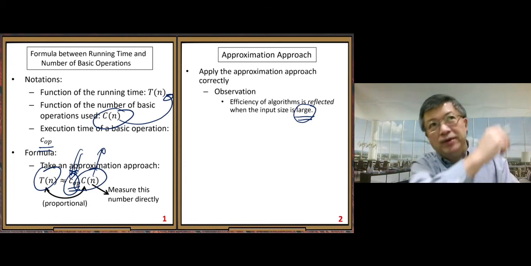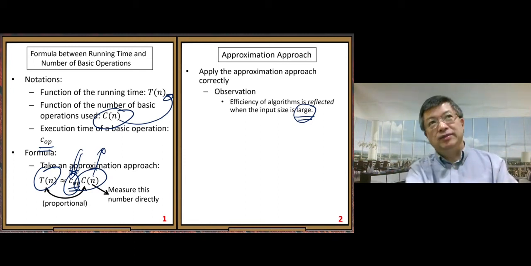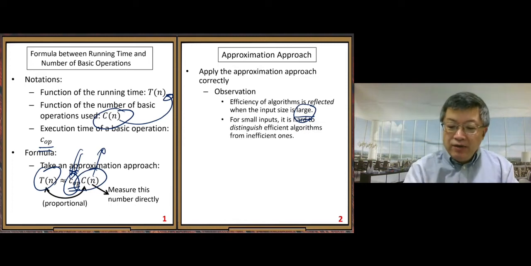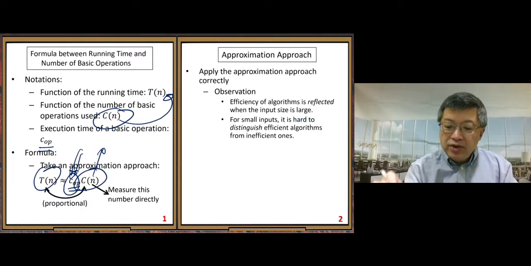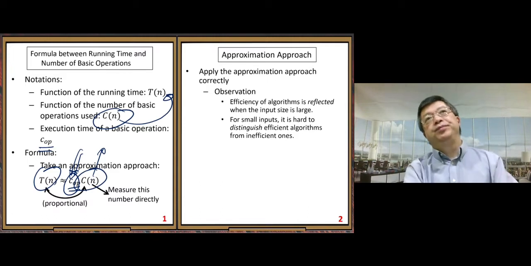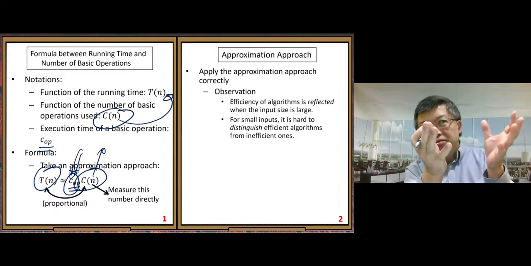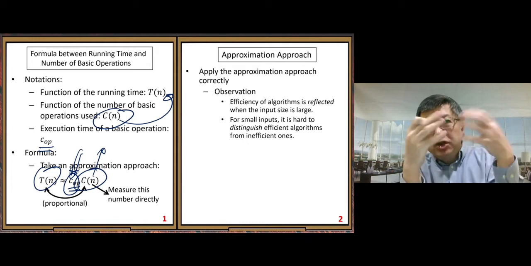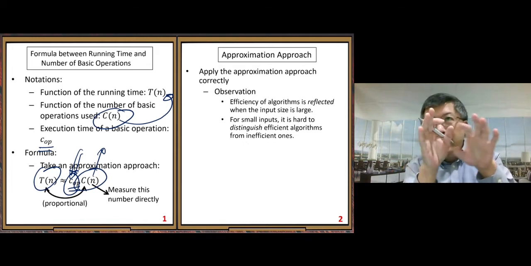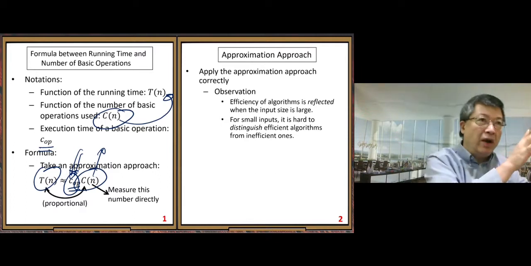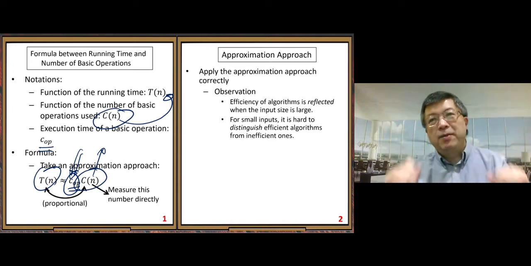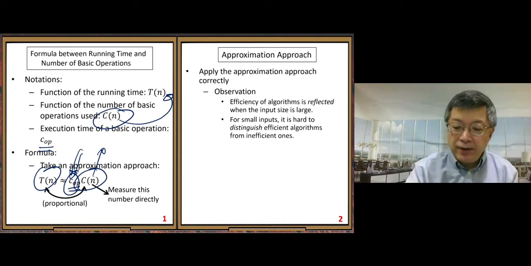Why? I will explain that. For small inputs, it is hard to distinguish efficient algorithms from inefficient ones. Small inputs means the input size is small. It is very hard to separate efficient algorithms from inefficient algorithms. Why is that? The reason is overhead.